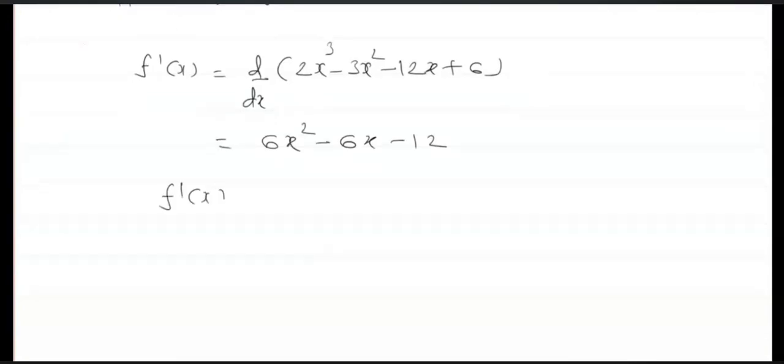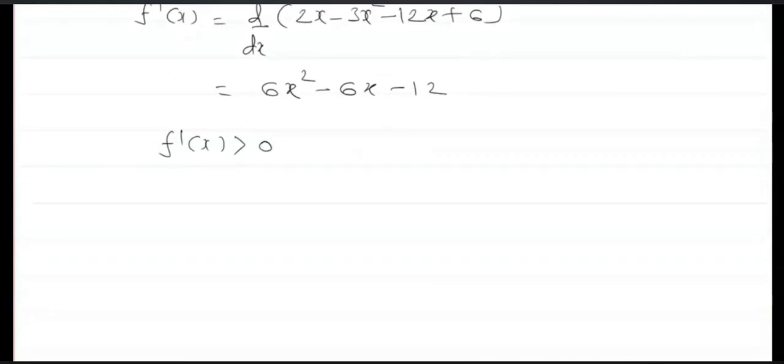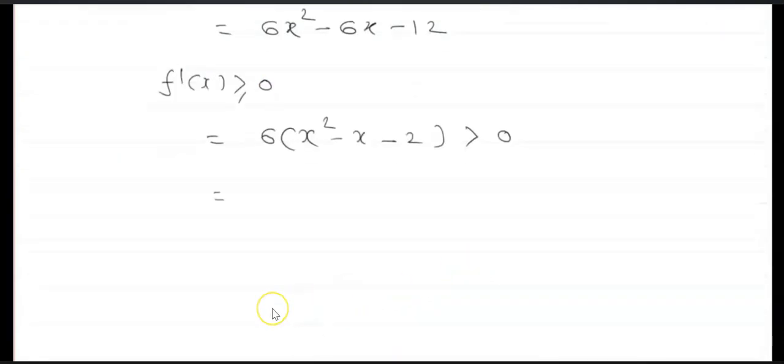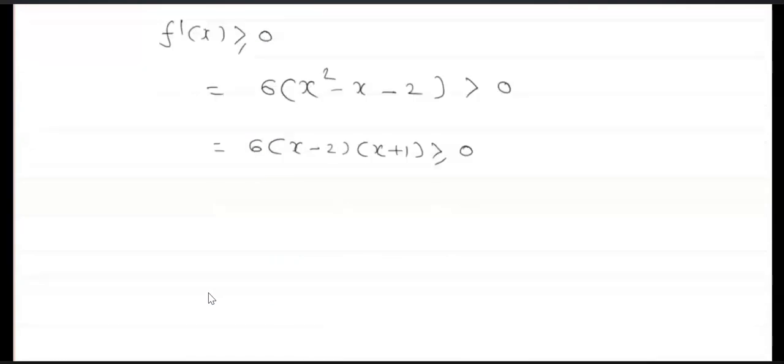That is, 6x square minus 6x minus 12. f dash of x is greater than 0. This I have written greater than 0. Find out its factors. Now this is only increasing, but it is strictly increasing. Now this is the strictly increasing condition.